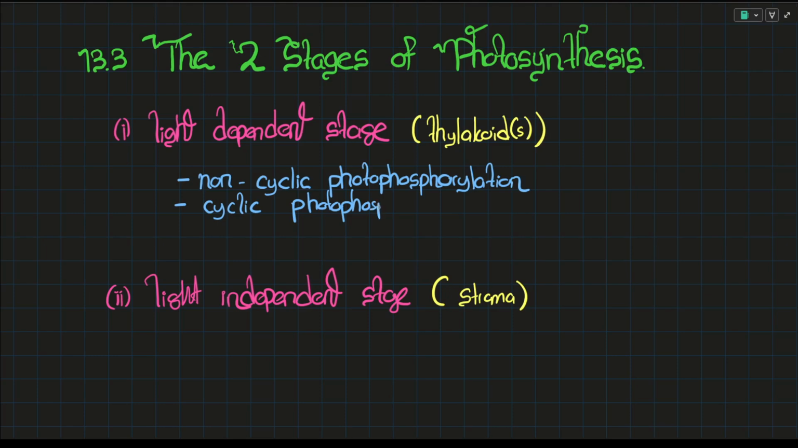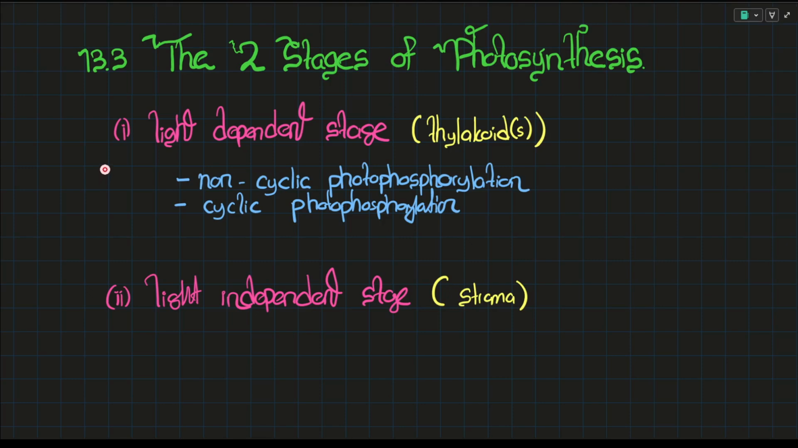Do not worry about any of these terms yet. You don't have to worry about how the terms are derived and also what they mean. That will be discussed in a lot more detail. We have non-cyclic photophosphorylation, which is the first method in which the light dependent stage occurs, or alternatively, there's cyclic photophosphorylation that can occur.